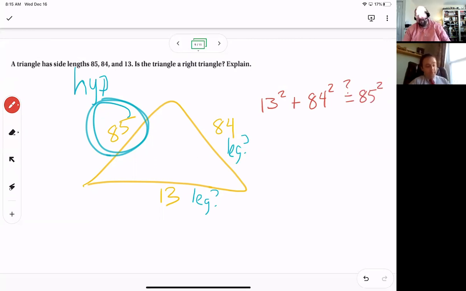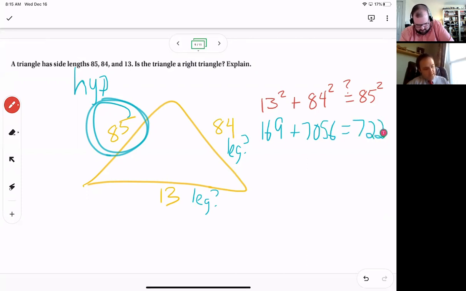And this is definitely a calculator problem. Is your phone in calculator mode? I'm ready. So 13 squared I know is 169. 84 squared is 7,056. Cool. And then 85 squared is 7,225. Cool.